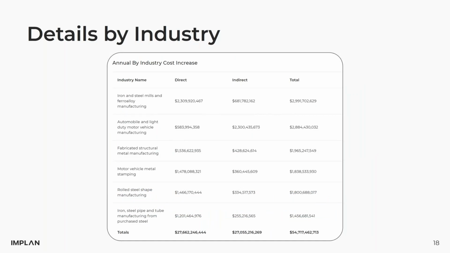So this is going to show you the direct, indirect, and total costs by industry because of the 13.1% price increase in steel products. So you can see iron and steel mills manufacturing is number one there. What else uses these products? Automobile and light duty motor vehicle manufacturing, fabricated structural metal manufacturing, motor vehicle metal stamping, etc., etc.